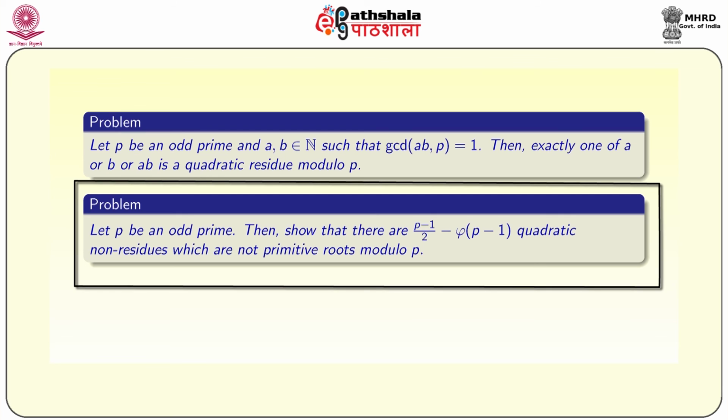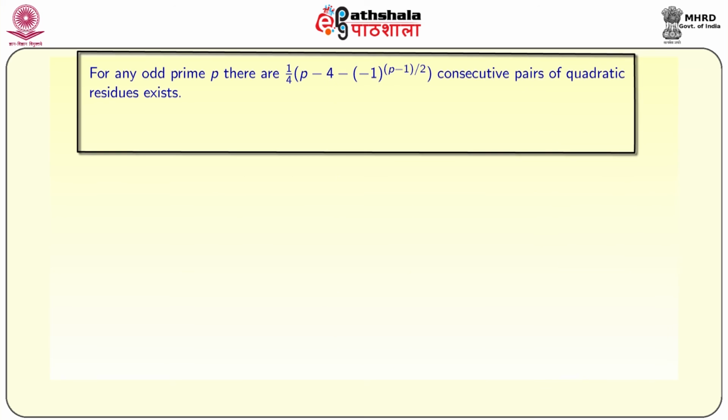Another problem is: let P be an odd prime, then show that there are exactly (P minus 1)/2 minus φ(P minus 1) quadratic non-residues which are not primitive roots modulo P. So, for any odd prime P, there are exactly (1/4) times (P minus 4 minus (−1)^((P−1)/2)) consecutive pairs of quadratic residues. That means both are quadratic residues.